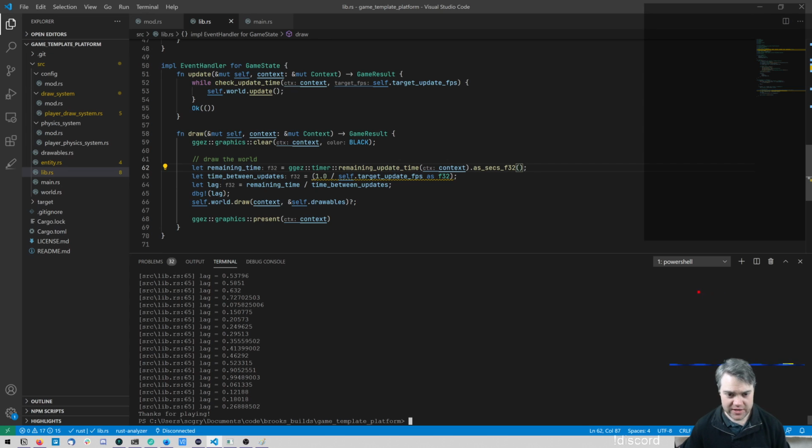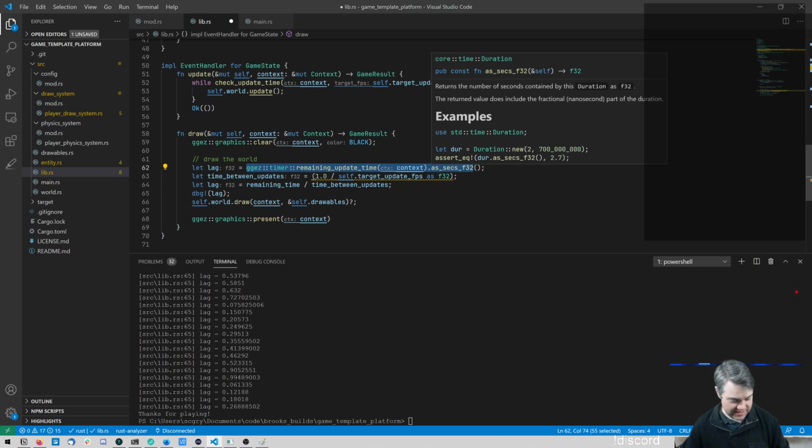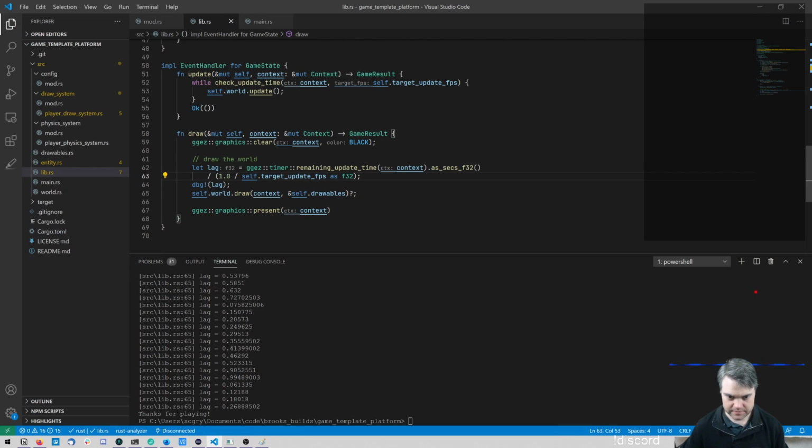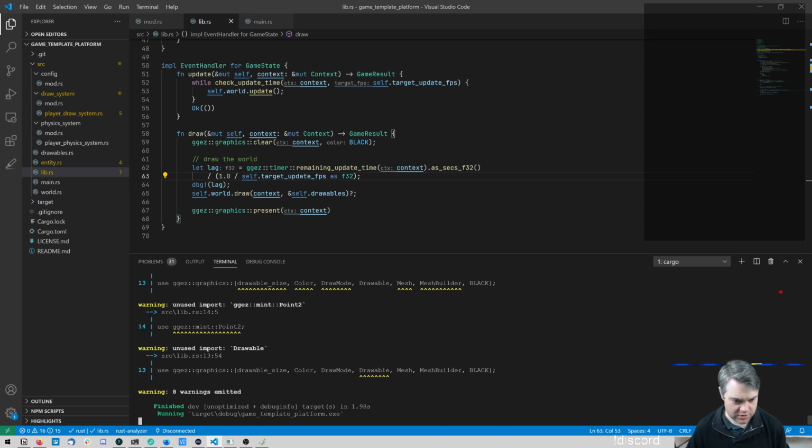Okay, so that's good. Now we could probably clean this up just a little bit, or maybe make it a little less hard for us to calculate. So maybe we can just do this all in one go. We can say let lag is equal to, the left-hand side is going to be the remaining time. And then we want to divide that by this entire thing. And that should be correct. Now we're going to have lag. And if we run this again, we're good to go.